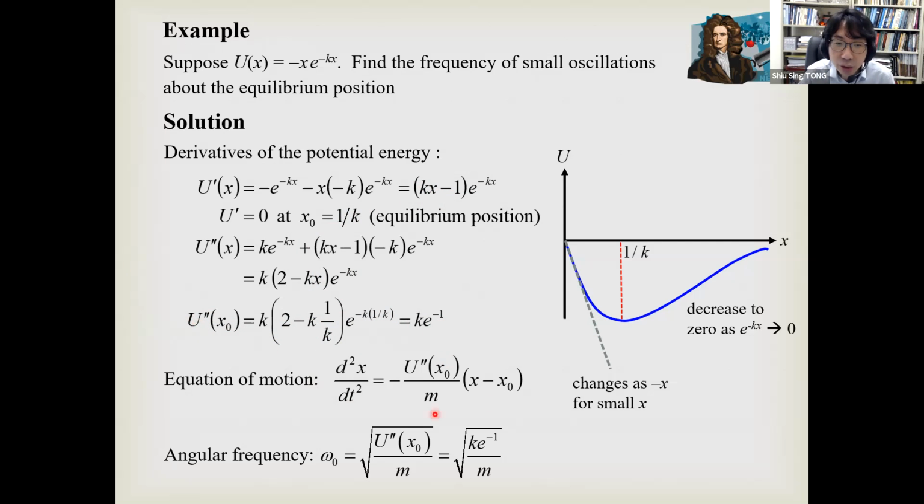By the equation of motion, I don't have to do it again, because I know the answer already. That derivation is general, for a general shape of curve. So I immediately get the frequency. The frequency is the square root of U double prime over m. And U double prime is this, so I just put it in and I get the answer. So it's not difficult.